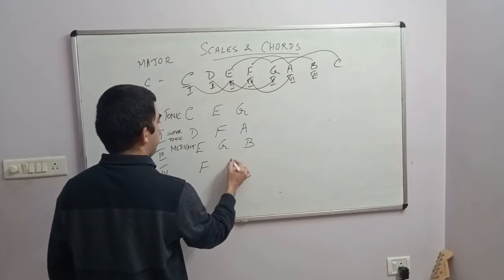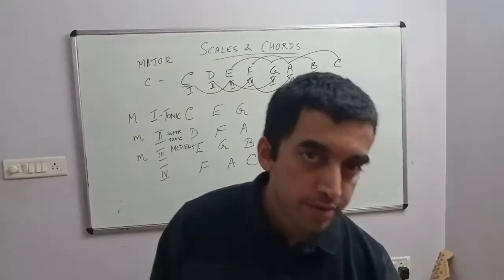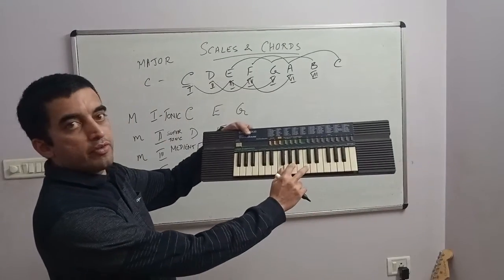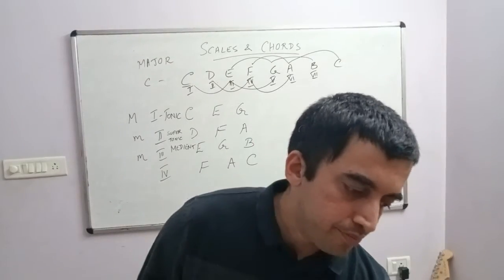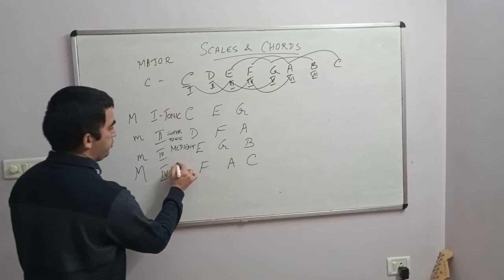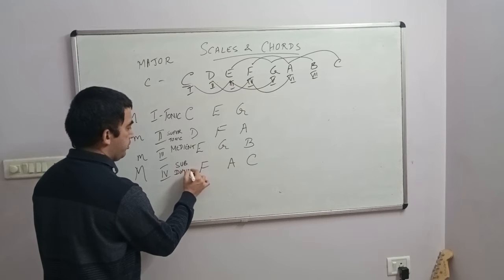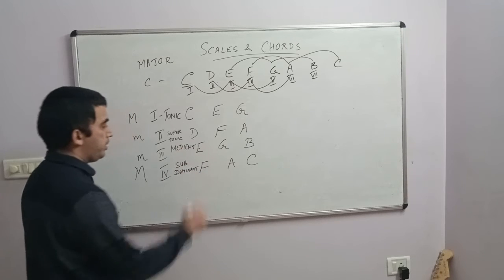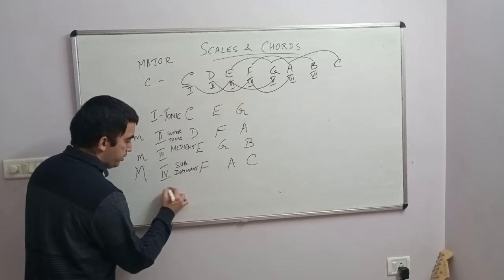Okay? F, A, C. Right? F, A, C is major. So F, A, C is major. So the subdominant chord is major. Okay? Are you with me?